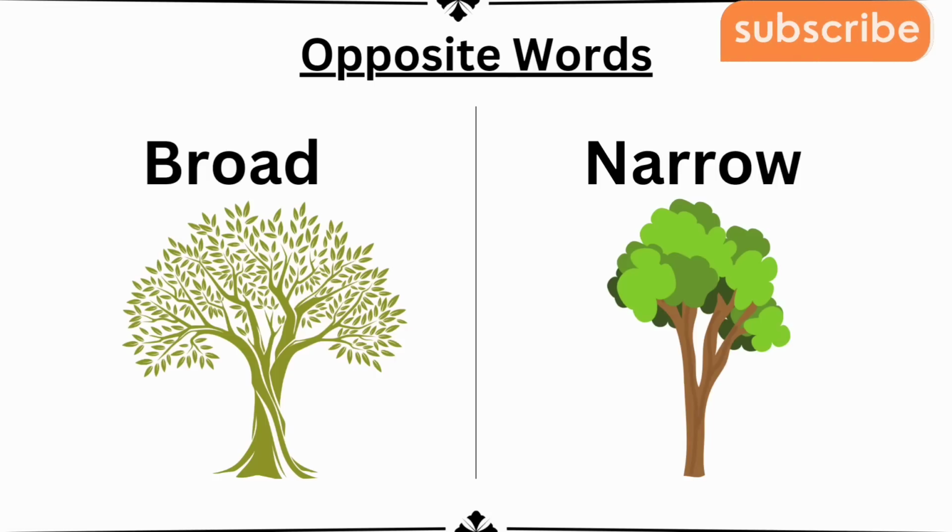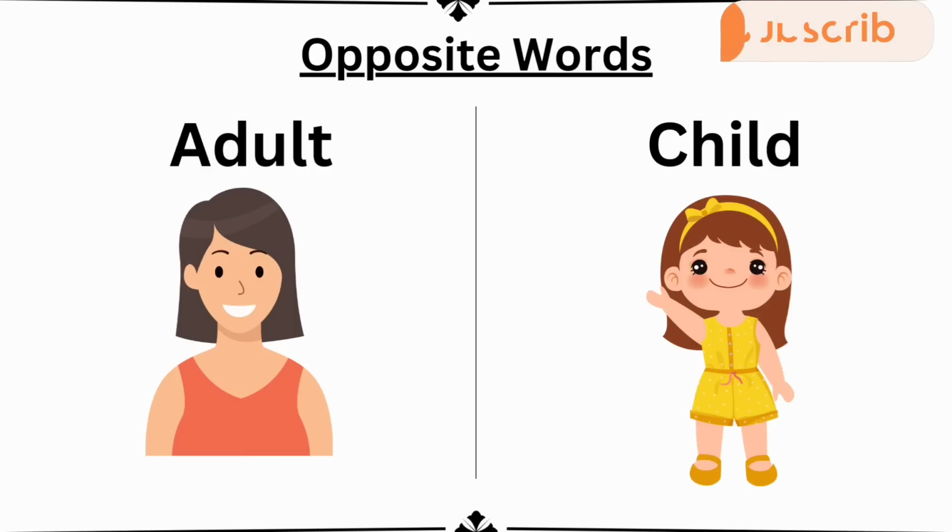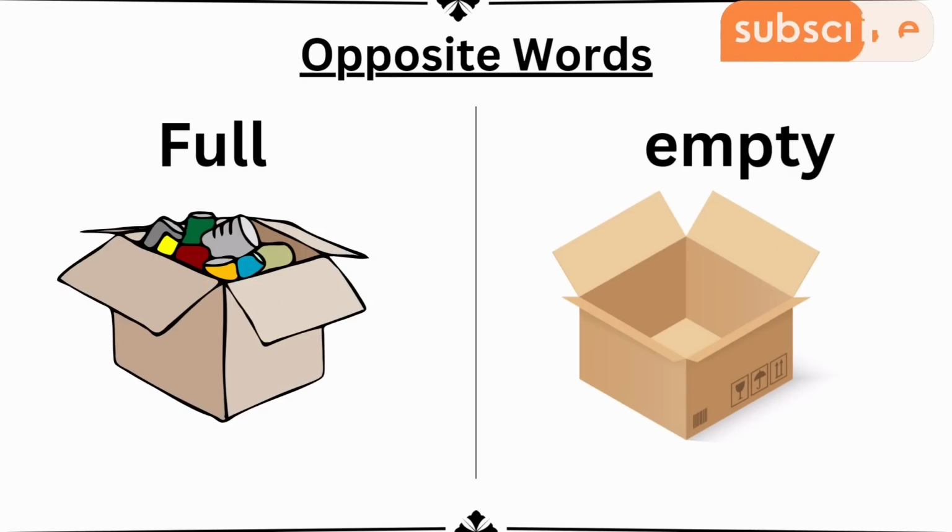Broad. This tree is very broad. Narrow. That tree is narrow. Adult. She is adult. Child. She is a child. Full. This box is full. Empty. That box is empty.